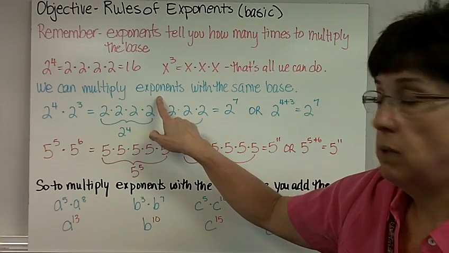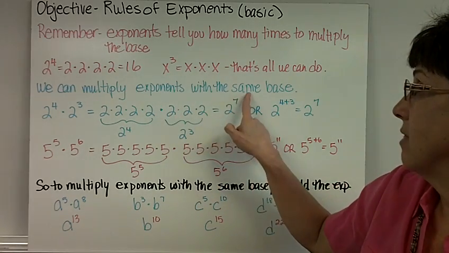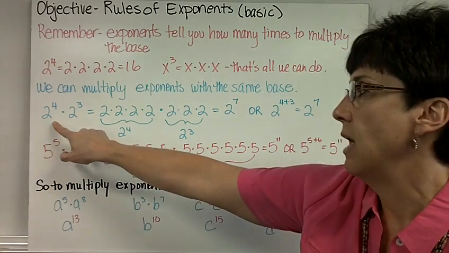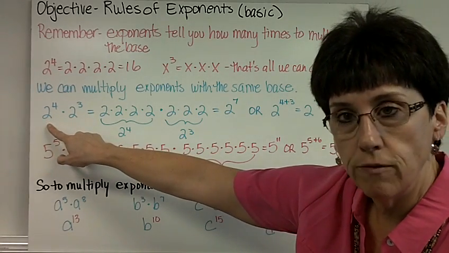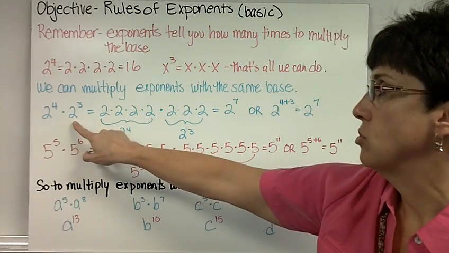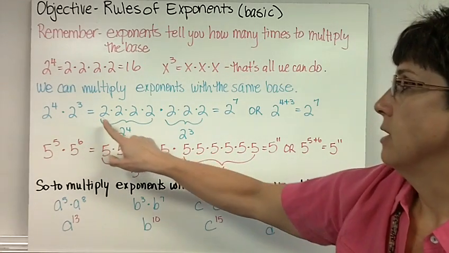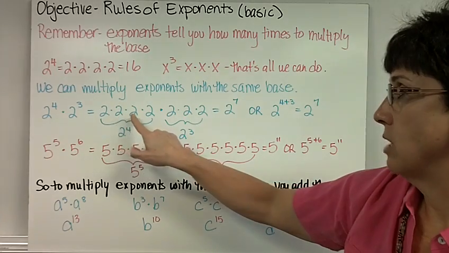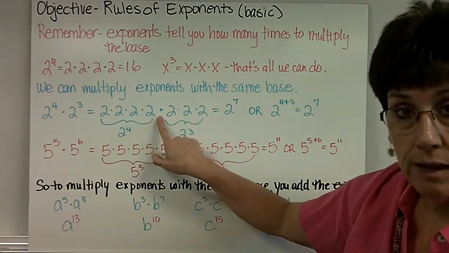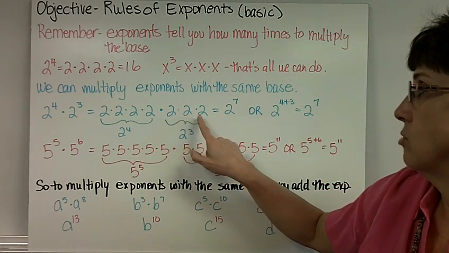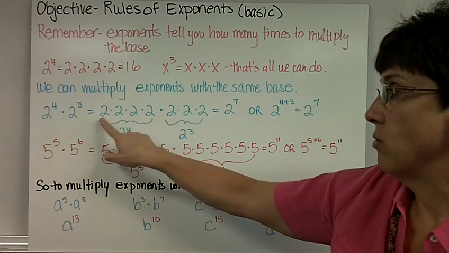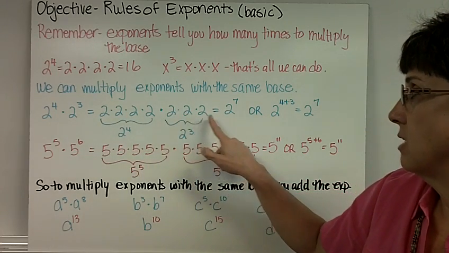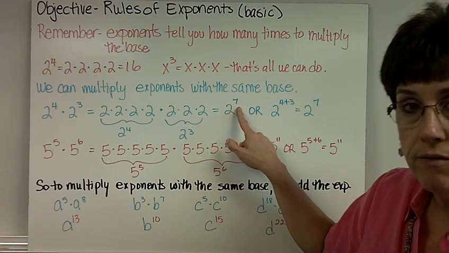Now we can multiply exponents with the same base. We can multiply powers, I really should say, that have the same base. So 2 to the 4th times 2 to the 3rd can be written as 2 to the 4th is 2 times 2 times 2 times 2 times 2 to the 3rd, which is 2 times 2 times 2. Now you could count, how many 2's do you have? 1, 2, 3, 4, 5, 6, 7. So it equals 2 to the 7th.